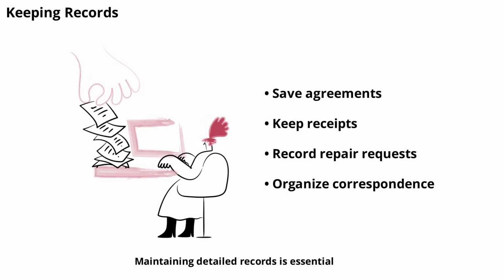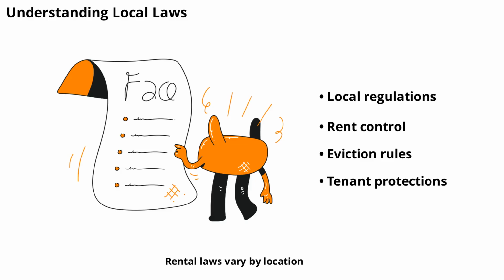Maintaining detailed records is essential for both tenants and landlords. Save copies of all agreements, payment receipts, repair requests, and correspondence. Organized records provide evidence in case of disputes and help clarify what was agreed upon at each stage of the rental relationship. Rental laws vary by location, so it's important to understand the rules in your area.